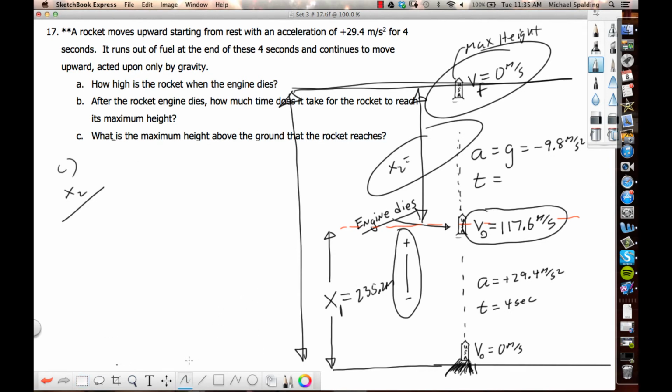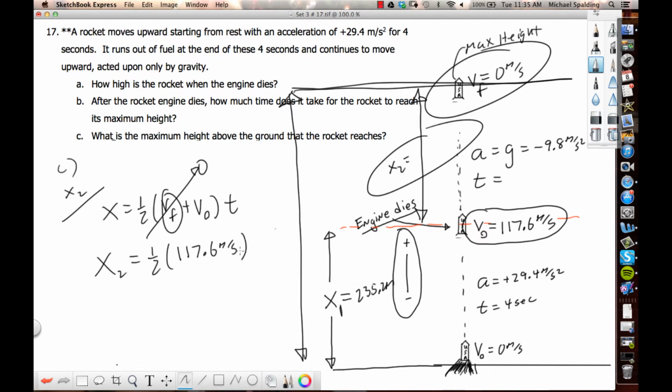Okay, so x equals one-half v final plus v initial, times t. What's v final at the tippy top? 0. So x2 is going to be one-half v initial, which is 117.6 for the second part, and then the time for the second part was 12 seconds. So this gives us x2 as 117.6 times 12 divided by 2, which is 705.6.